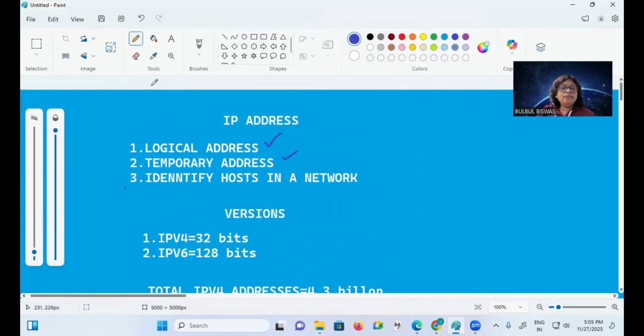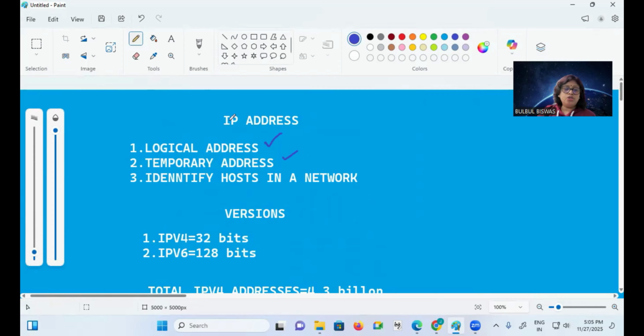Now, what is the use of this thing? It is used to identify a host in a network uniquely. If we have a network with several devices, then how can I identify a device? So here I will use the IP address to identify the device.